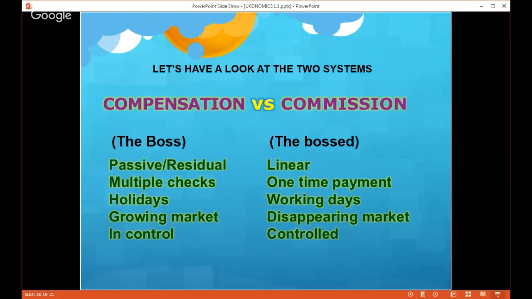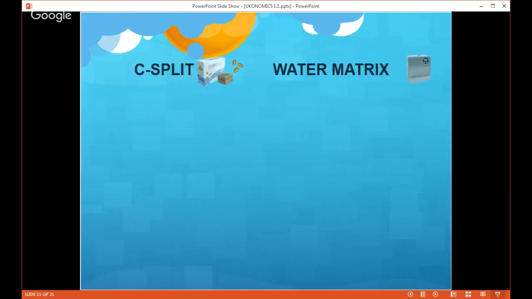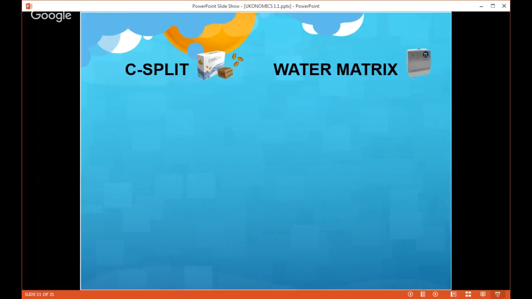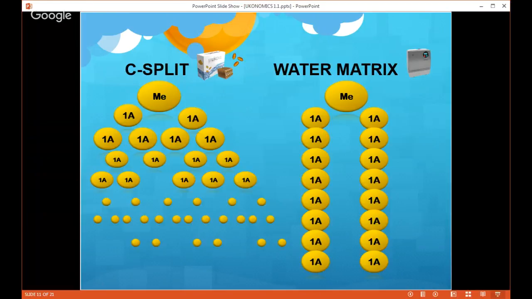But when you look at these two systems, I'm going to show you how it can work together to make you a lot of money. The Ukon turmeric, I'm going to call on the left hand the C split and the right side the water matrix. Okay, here's the water matrix. All right, you get paid 1 point each all the way down. And here's the Curcumin split.